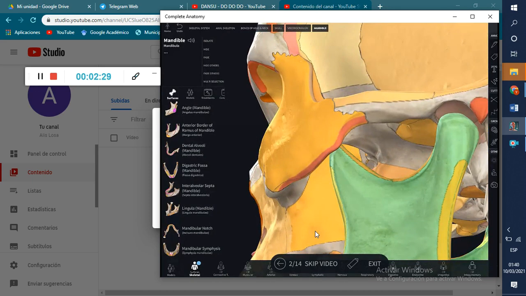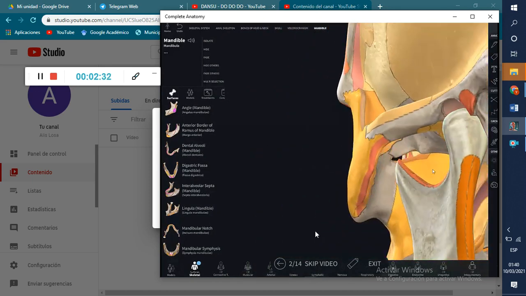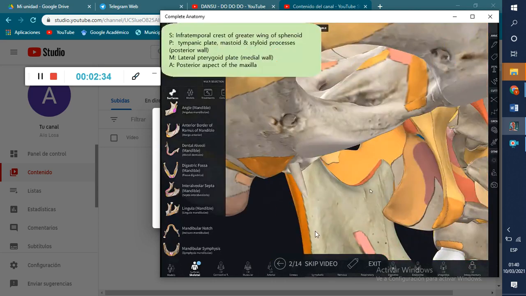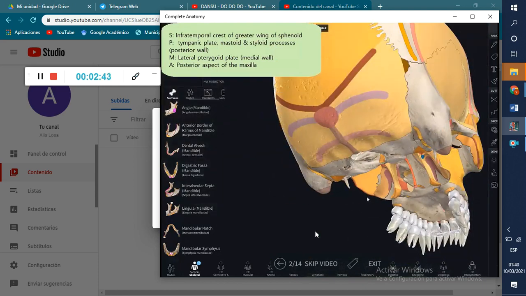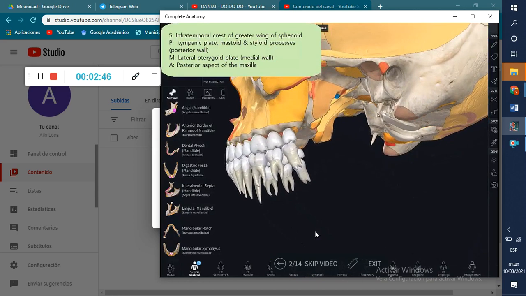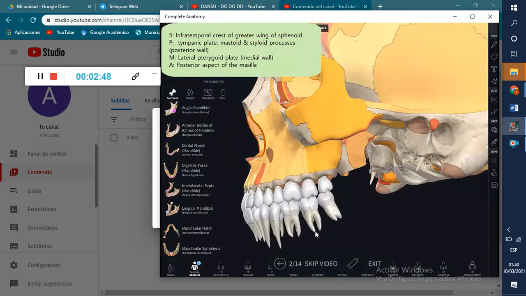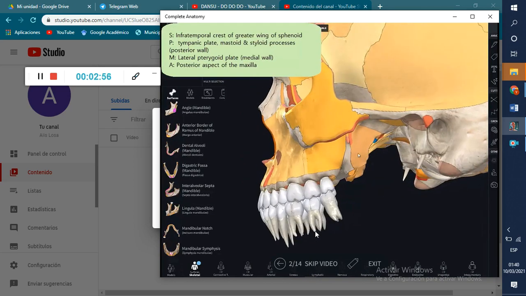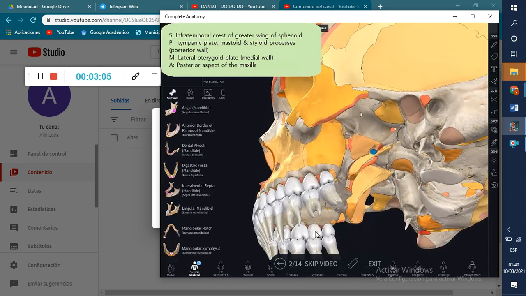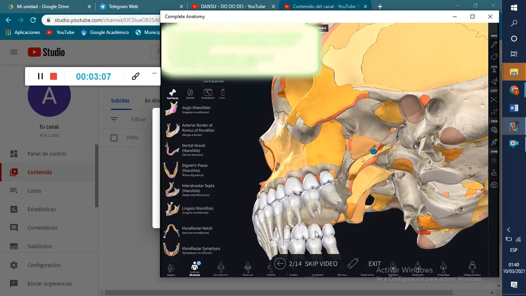The boundaries of the infratemporal fossa are going to be laterally the ramus of your mandible. So why don't we just go ahead and hide the mandible now. There we go. I'm going to rotate back into our regular view. The posterior boundary is going to be your styloid process, your mastoid process, and the tympanic plate. Medially, this bone here, which is the lateral pterygoid plate, is going to be your boundary, and superiorly, the infratemporal crest of the greater wing of the sphenoid bone.